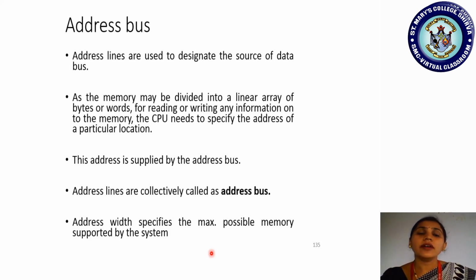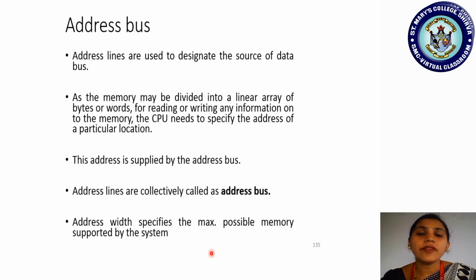You have the address bus. So you have certain lines reserved to carry only the address information, unlike the data lines, which carry the data. These address lines are used to designate the source of the data. Address lines tell where exactly the data exists in the memory, so that the data can be fetched for the execution of the processor.